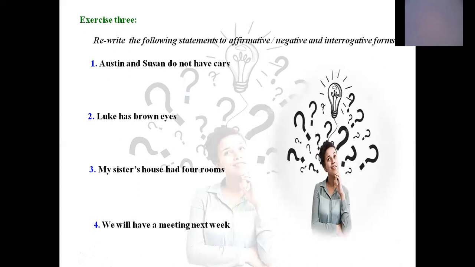So we start with the first one. Austin and Susan don't have cars. Here we need to know that the sentence is in the present and also in the negative form. We need first to put it in the affirmative form. So, Austin and Susan have cars. We need to omit the negative form, which is do not.